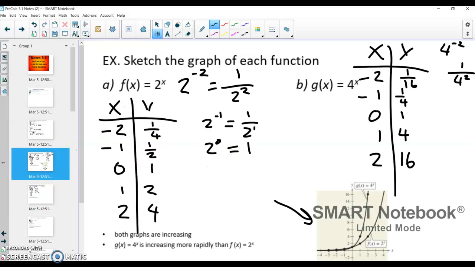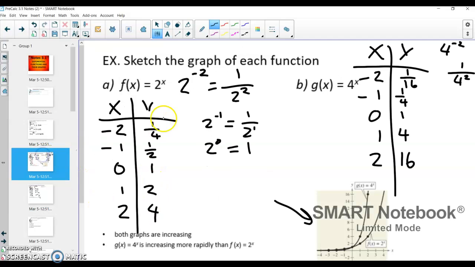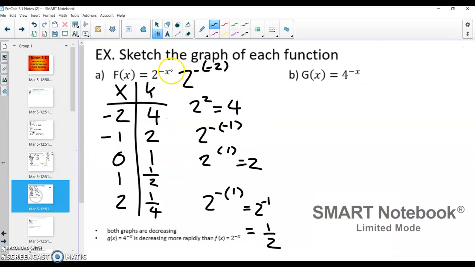It's going to just be the exact opposite of this one here. Okay? Because if I plug in a positive 1, that's going to be 2 to the negative positive 1, which is the same thing as 2 to the negative 1, which is 1 over 2. And you can see the connections here. Hopefully you can see the connections between this right here, 4, 2, 1, 1/2, 1/4, 1/2, 1, 2, 4. So it just flipped it because of that negative x. Okay? Same kind of thing is going to happen with 4 to the negative x. So we have x, y.